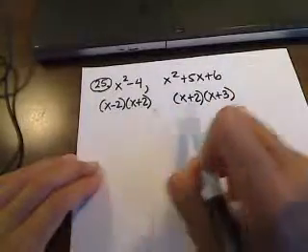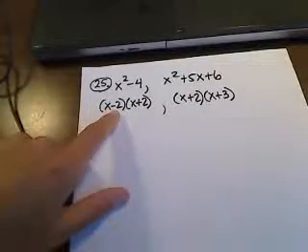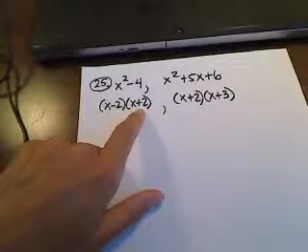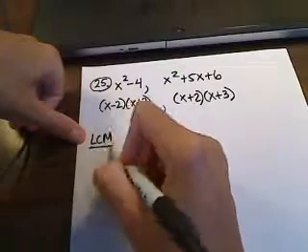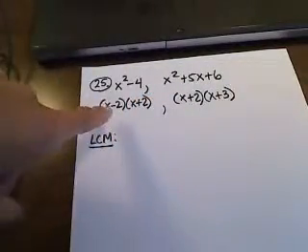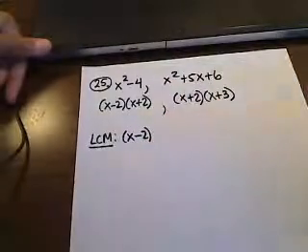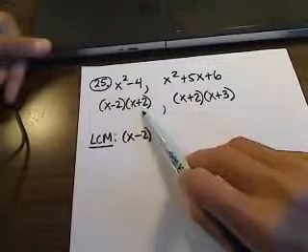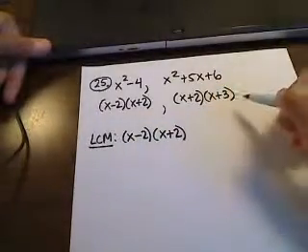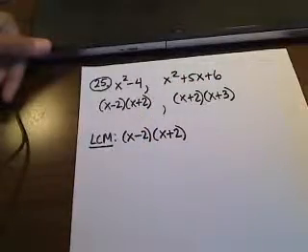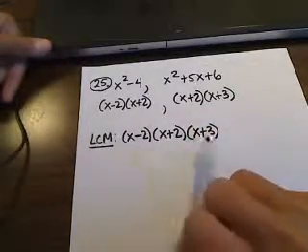Now, I have three different factors in this problem: x minus 2 as a quantity, x plus 2 as an entire quantity, and x plus 3. I need to run through all three of those factors and see how many times they occur the most in any one factorization. The x minus 2 occurs once here and no times over here, so the most is once. The x plus 2 occurs once here and once there, so I need it once. The x plus 3 occurs once here, no times there, so I need it once. My LCM would be the product of these three different factors.